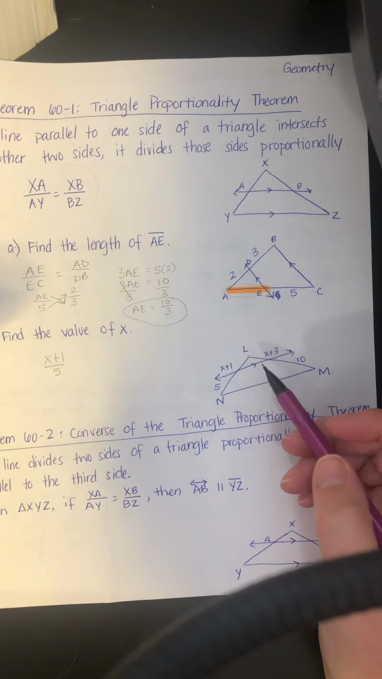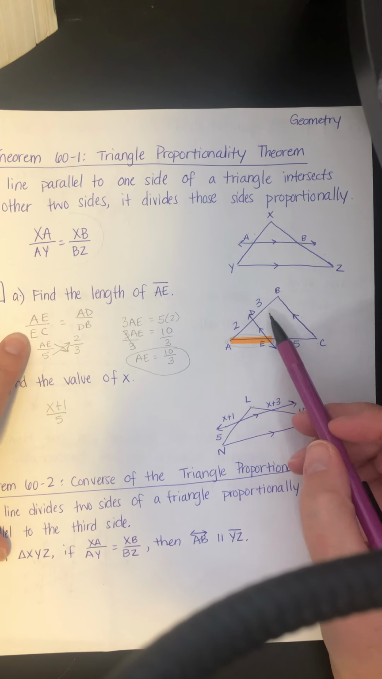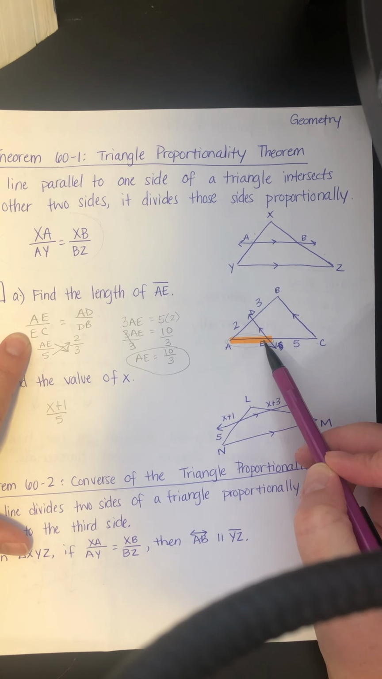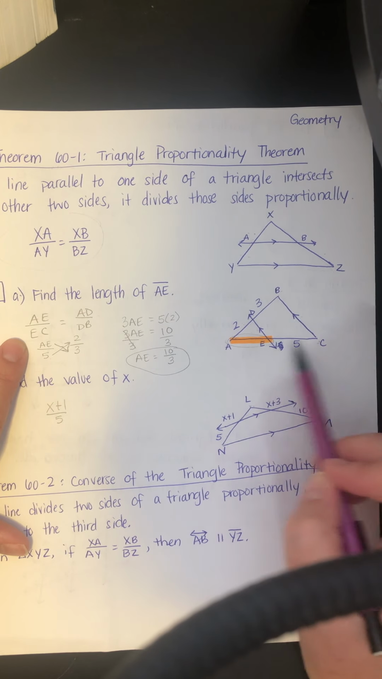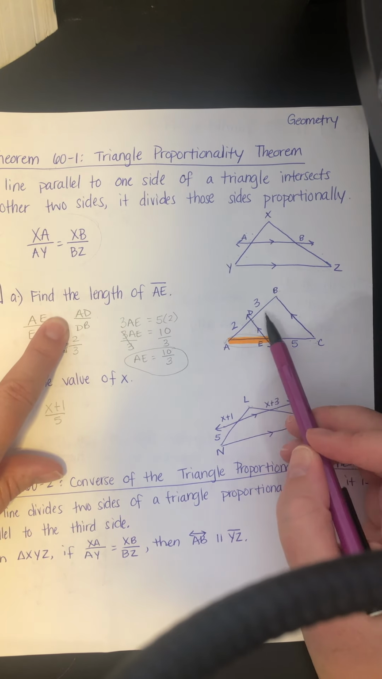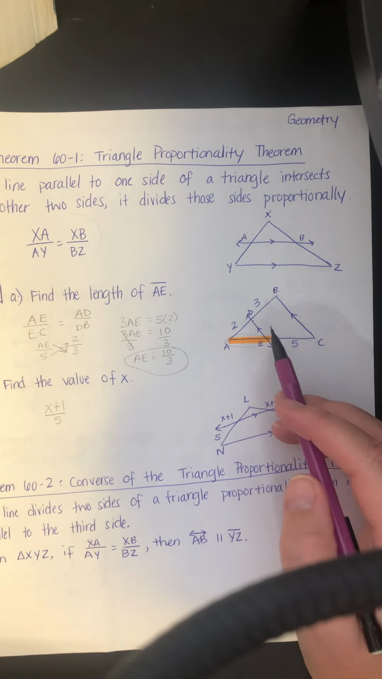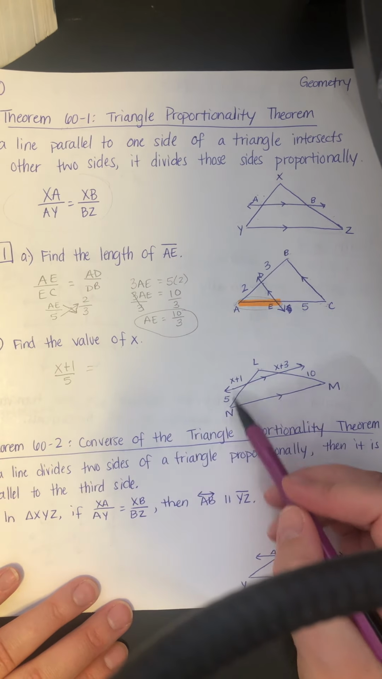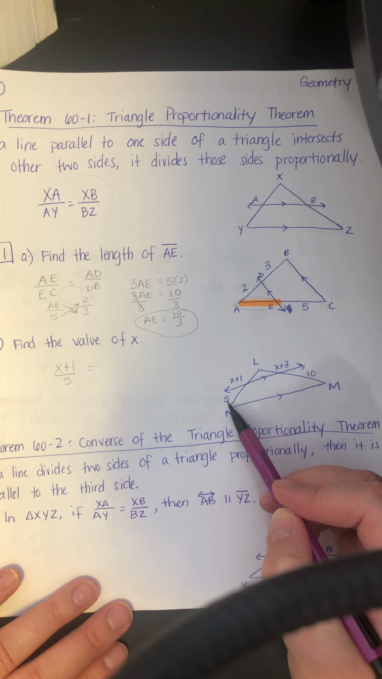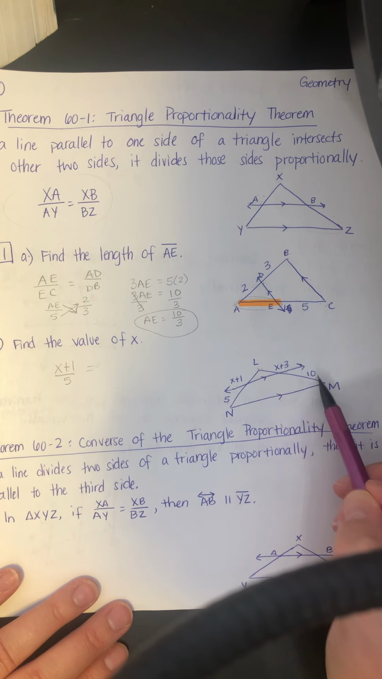Make sure you work on the same side. When you're writing your proportion, you see how AE and EC right here, same side. And then AD and DB, same side. It's like a fraction, okay? So we have X plus 1 over 5. And then we have this side, X plus 3 over 10.